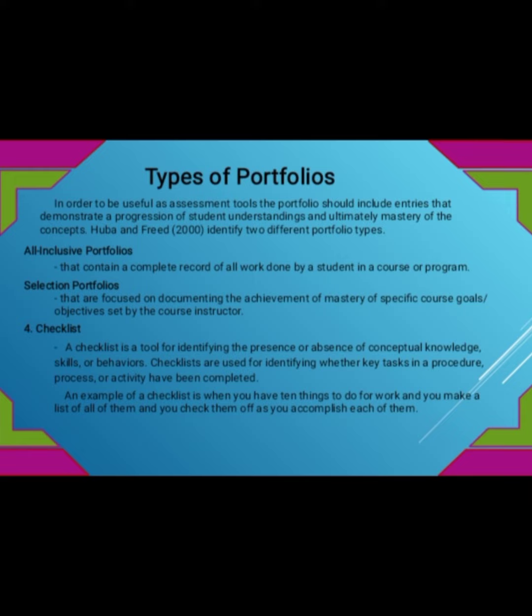Hopa and Friend in 2000 identified two different portfolio types. The first one is the all-inclusive portfolios. When we say all-inclusive portfolios, it contains a complete record of all works done by a student in a course or program. Then the second is the selection portfolios. Selection portfolios are focused on documenting the achievement of mastery of specific course goals and objectives set by the course instructor. The fourth type of assessment tool is the checklist.